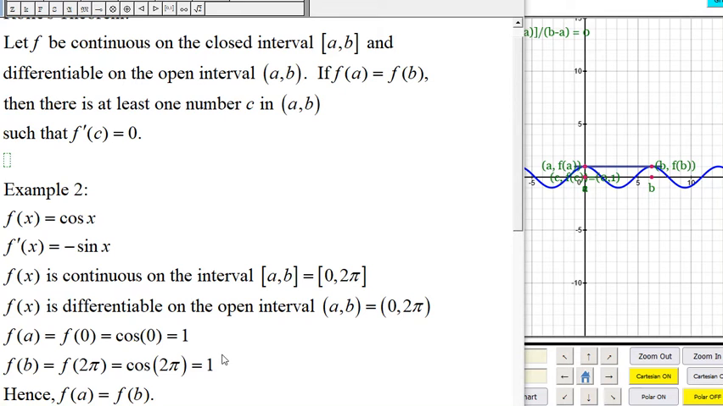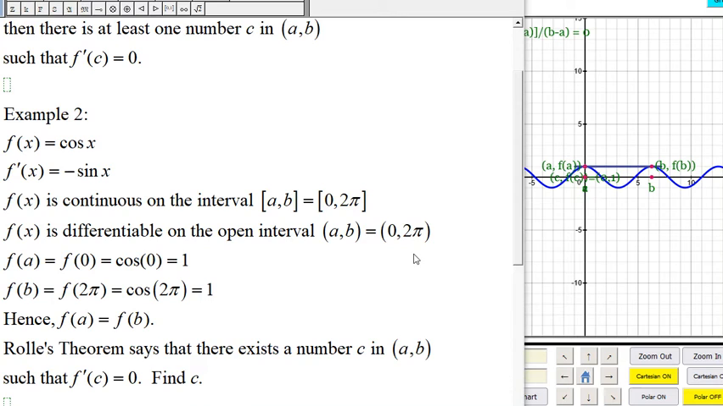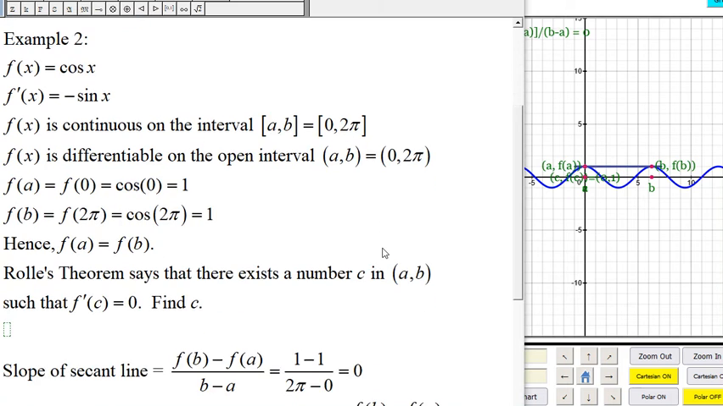And Rolle's theorem says that if f of a is equal to f of b, then we can find a number c in the open interval (a, b), or the open interval 0 to 2 pi, such that the derivative at that c is equal to 0. And so what we're looking for is this. This is 0, this is 2 pi. We want to find a number between 0 and 2 pi such that the tangent line corresponding to that number is horizontal.